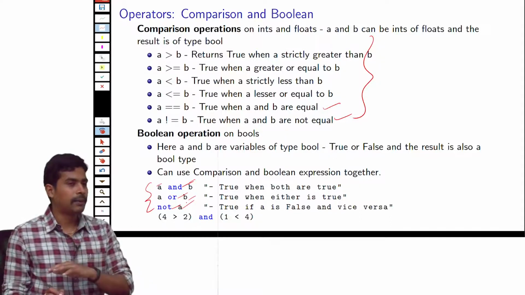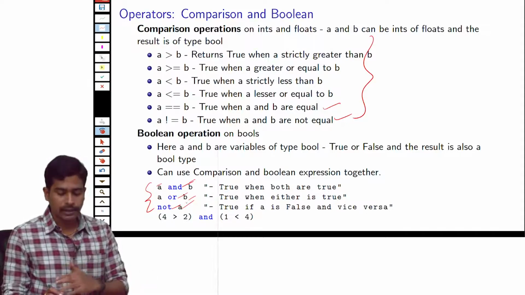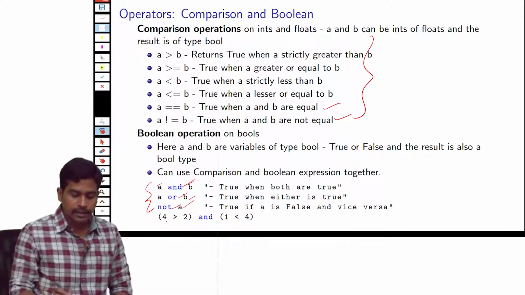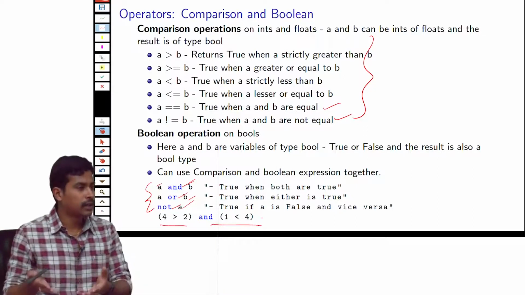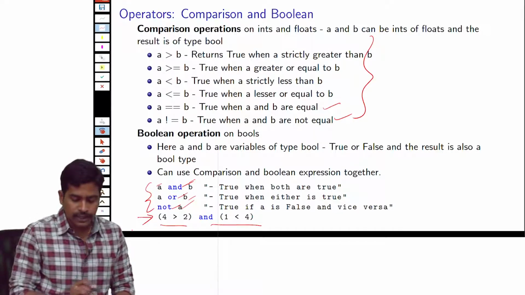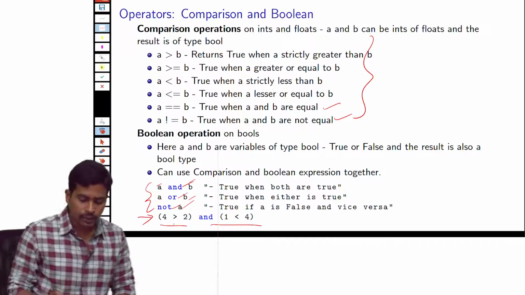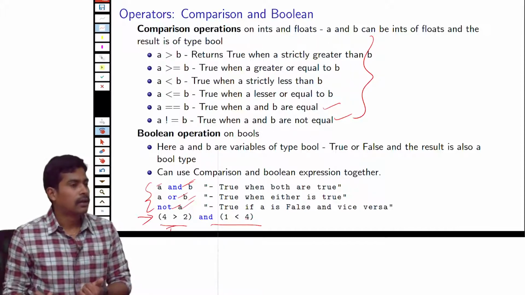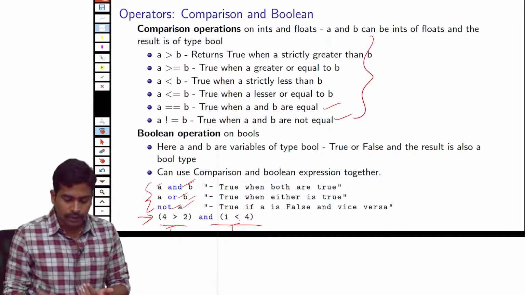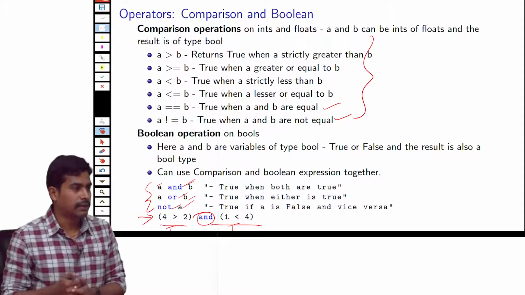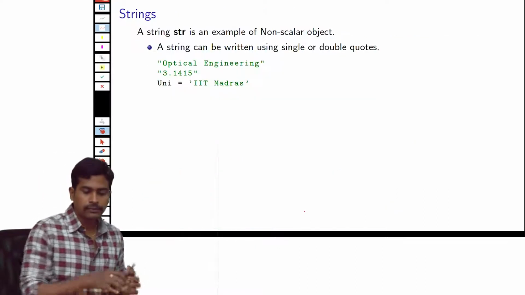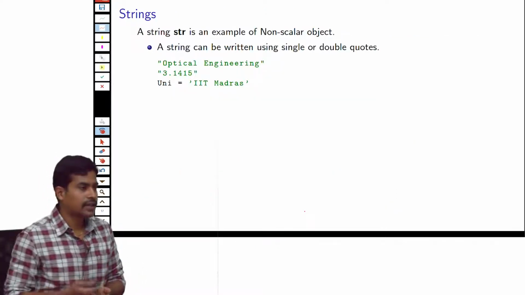Not A is going to flip. If it is true, it is going to make it false, and if it is false, it makes it true. And also we can use these comparison operations in conjunction with these Boolean operations. For example, if you see this statement, 4 greater than 2 will give us a Boolean output which is true, and 1 less than 4 is also true, so the outcome will be true, and we have applied this AND Boolean operation between these 2 Boolean variables. So the result will be true, because true and true is true. Now let's see what are strings in Python.